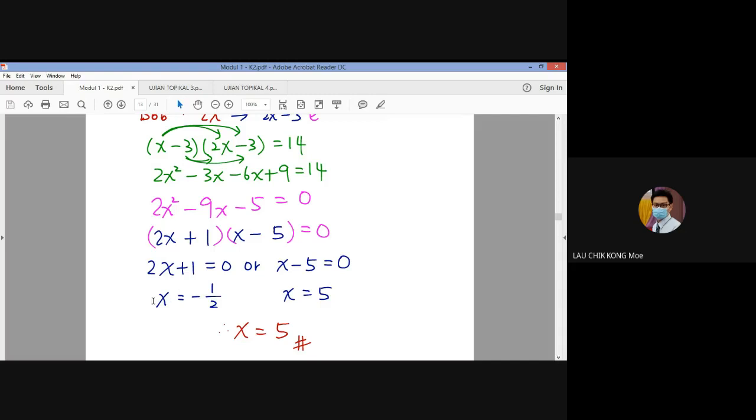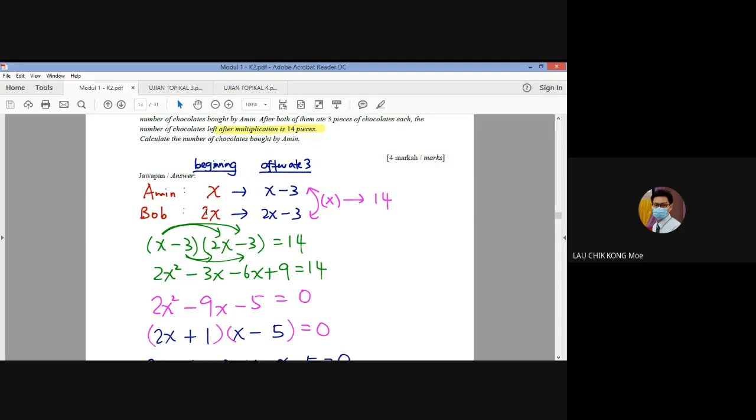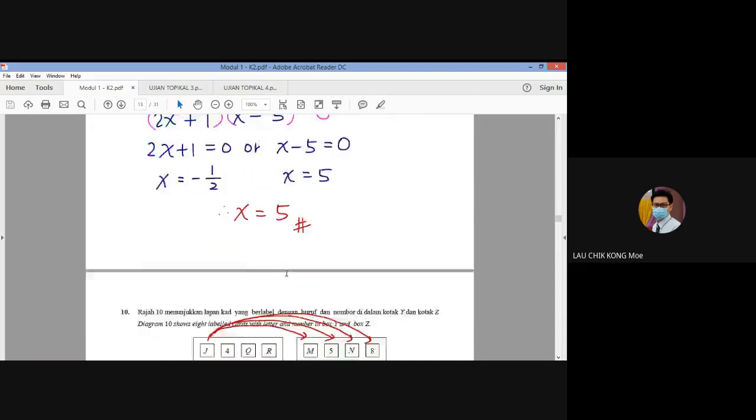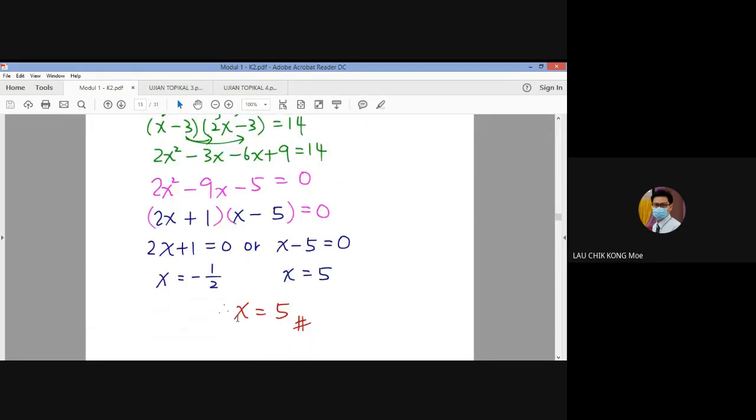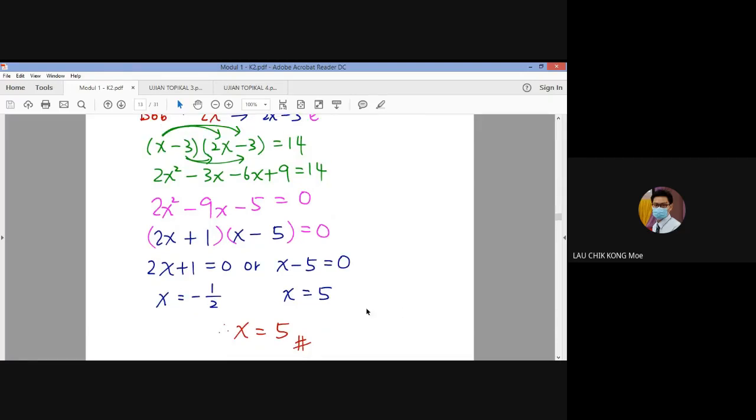So because x is the number of chocolates, the number of chocolates cannot be negative. So we need to choose x equal to 5. So the answer is the number of chocolates bought by Amin is x, right? X is 5. Tapi dia tidak tanya bought. You buat bought punya 10 tak ada masalah, tapi tak perlu sebenarnya sebab dia tak tanya. Okay, so the answer is x equals 5. The number of chocolates bought by Amin equals 5.